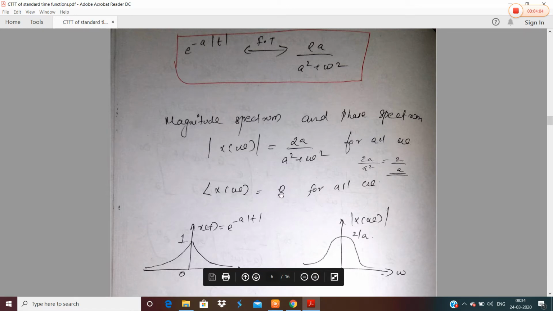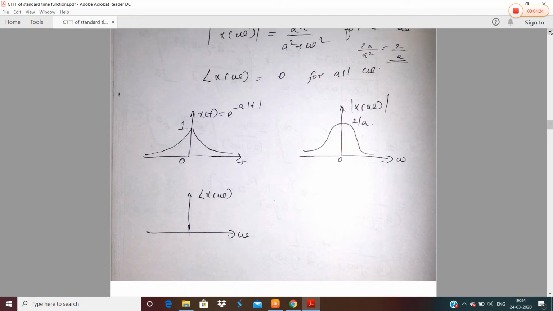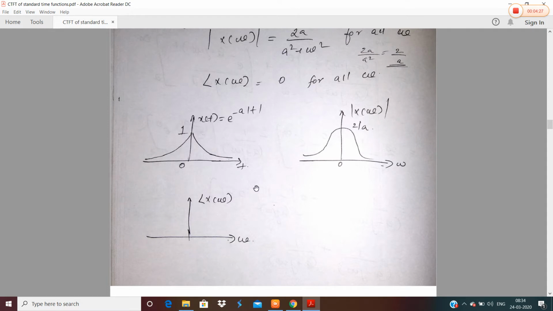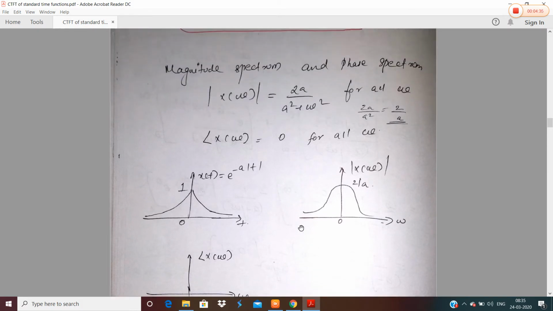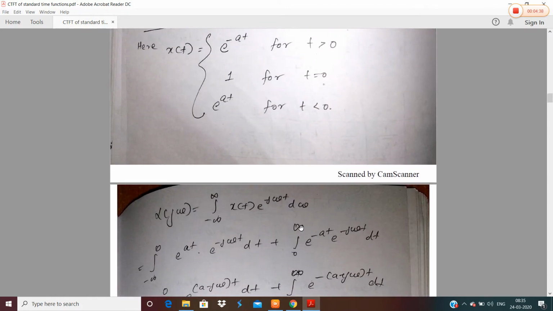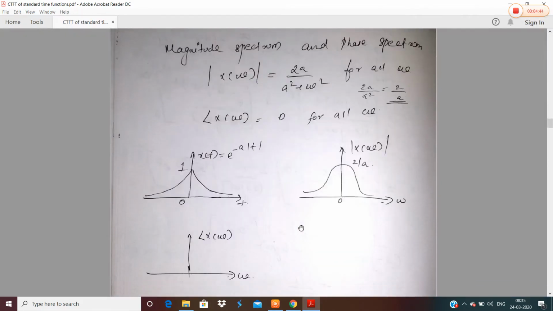And here angle of X of omega is nothing but tan inverse of b by a. We have got the b part, that is the imaginary part, equal to 0. Hence tan inverse of 0 is equal to 0. Hence the phase spectrum has no value, that is tan inverse of b by a is tan inverse of 0 by the a part, that is 2a by a square plus omega square, which is equal to 0. Hence angle of X of omega has the value 0. So that's all about the function, that is the double-sided real exponential signal e raised to minus a mod of t.